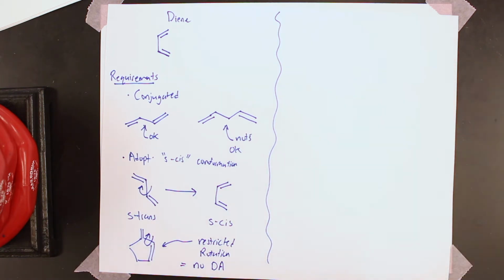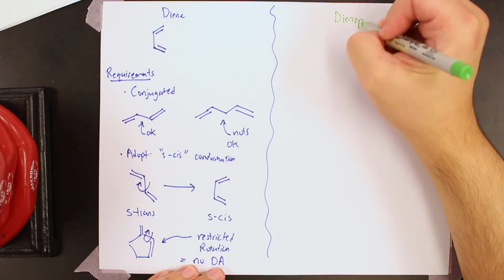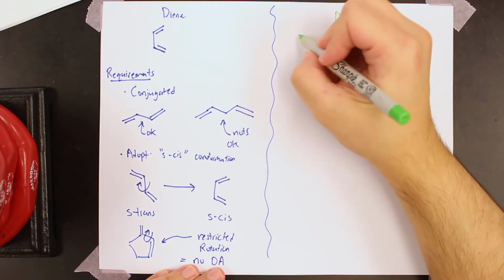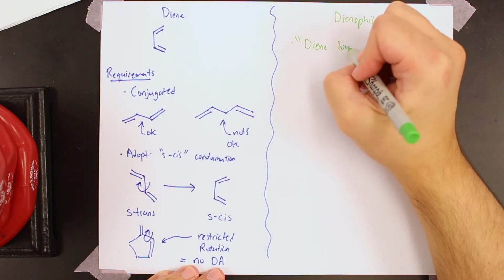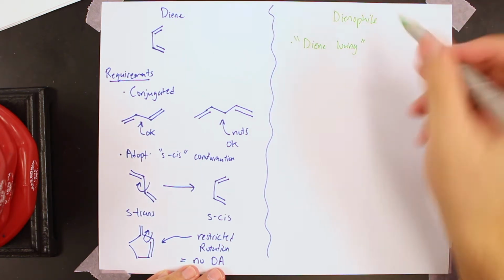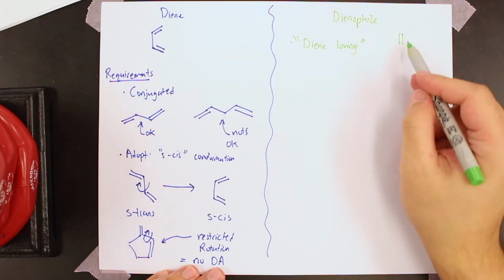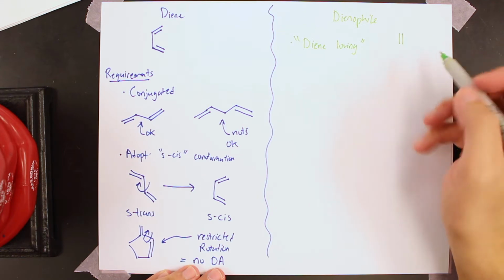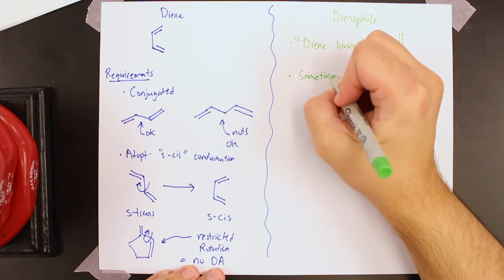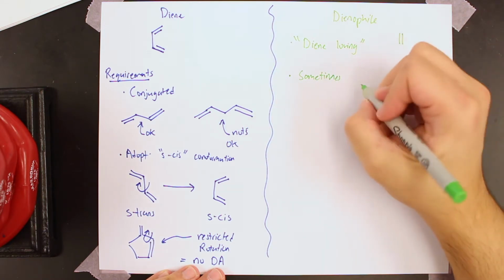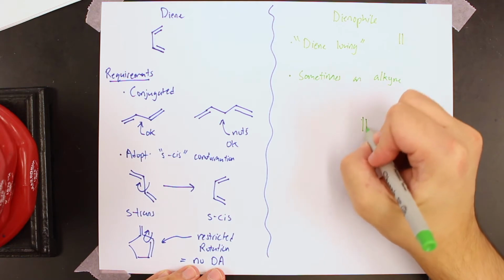Okay? Whereas the diene is fairly complex, the dienophile is much more simple. The dienophile, the name comes from diene loving, or diene attracted, which makes sense, right? It's the molecule that's attracted to the diene. And by the way, here it's just a single double bond. One note though, sometimes this dienophile is actually an alkyne. So sometimes it's a triple bond.